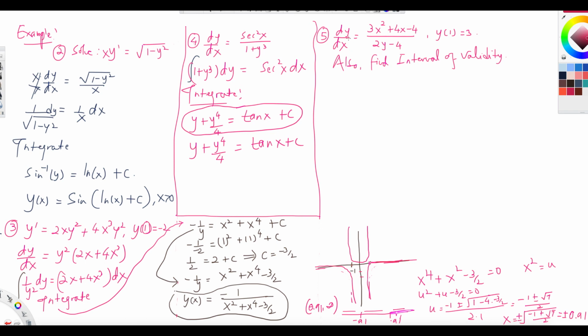Okay guys, let us do example number 5. dy over dx equals that, and the initial condition is given. Also you are asked to find the interval of validity. So how do I solve this first? This is separable because y and x can be separated.